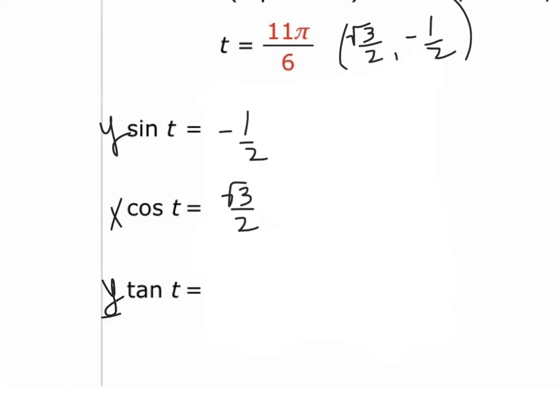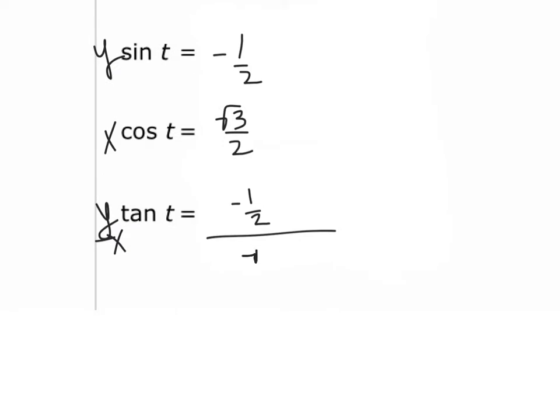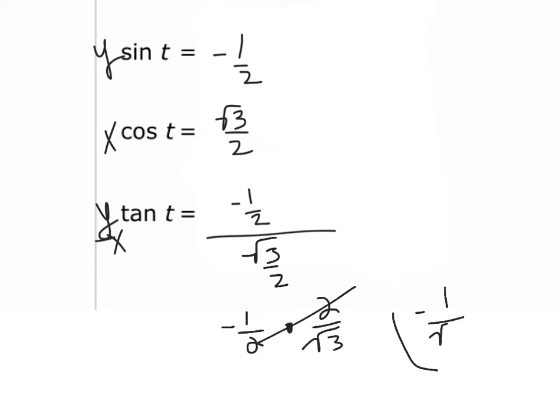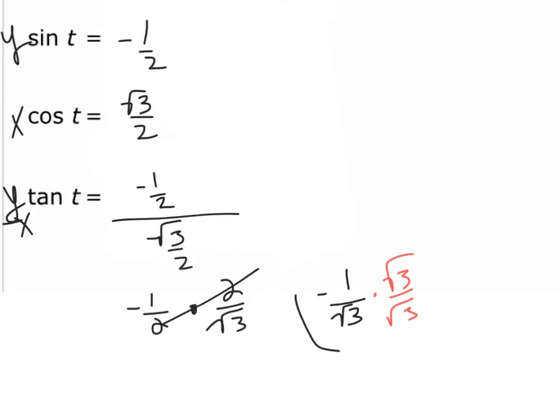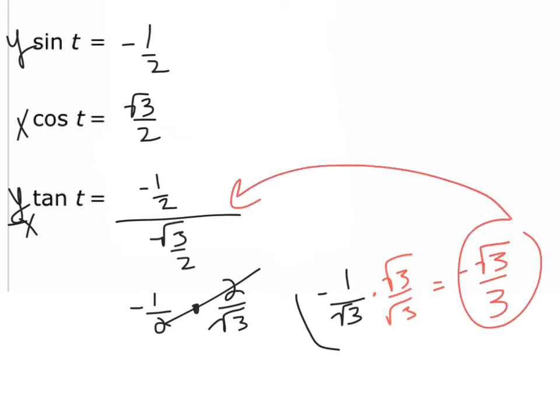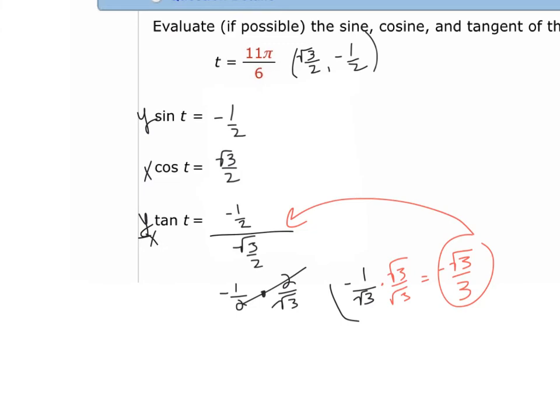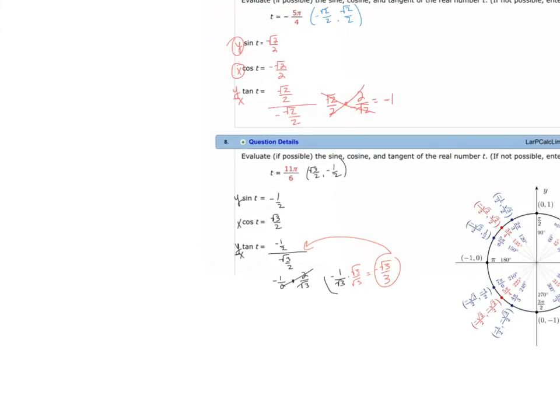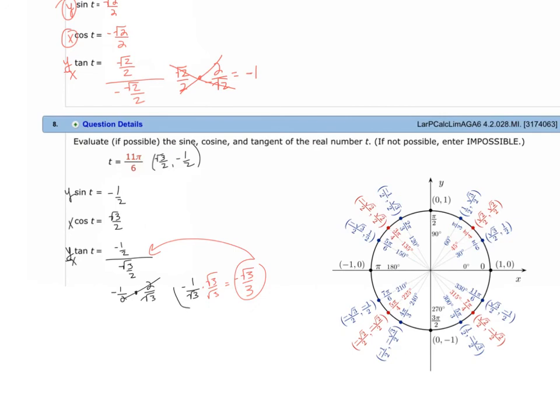And my tangent is y over x. So negative 1/2 divided by root 3 over 2. Keep, change, flip. What happens? Yep, so negative 1 over root 3. Rationalize. So you have negative root 3 over 3 is our tangent. This is not hard. It's just a matter of remembering X does what y does.